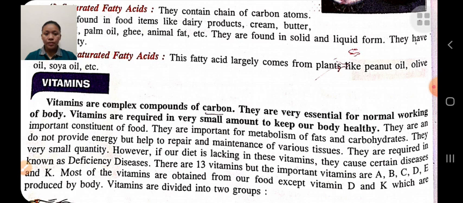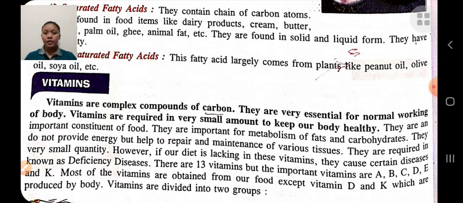Vitamins are complex compounds of carbon. Vitamins are very essential for normal working of the body. Vitamins are required in small amounts to keep our body healthy. They are important constituents of food. These vitamins are important for metabolism of fat and carbohydrate. It means vitamins help in converting the fats and carbohydrates into energy, and we should take vitamins in a small quantity.